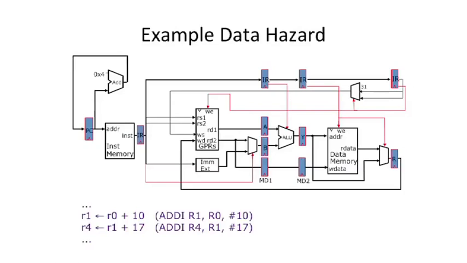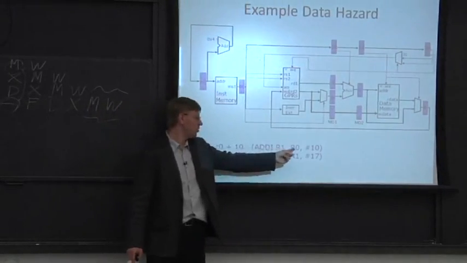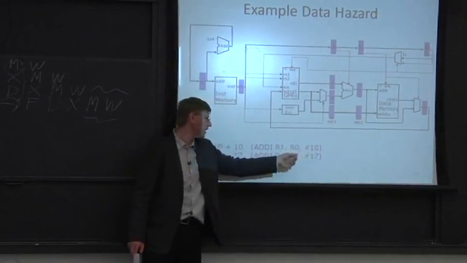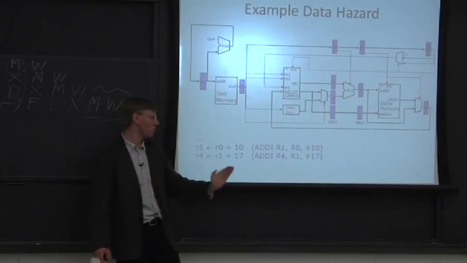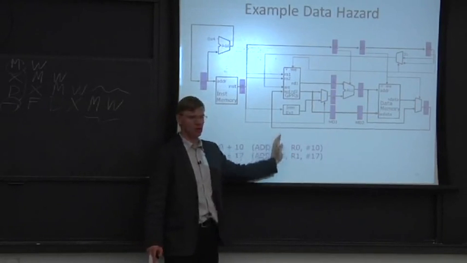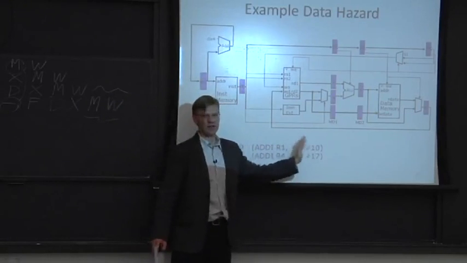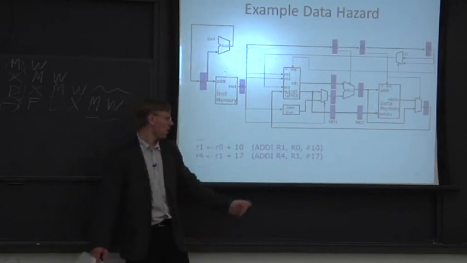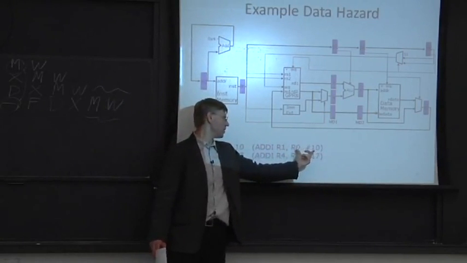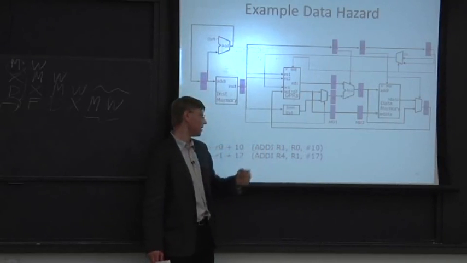OK, so let's look at an example data hazard executing on our processor pipeline. We have two instructions here. We have an add immediate of register 0 plus 10 into register 1. In this class we're going to use the notation where the leftmost operand, or the leftmost register, is the destination, and the right operands are the input or source operands. So we're going to add 10 plus R0, and in MIPS R0 is hardwired to 0. And we're going to add that into R1.